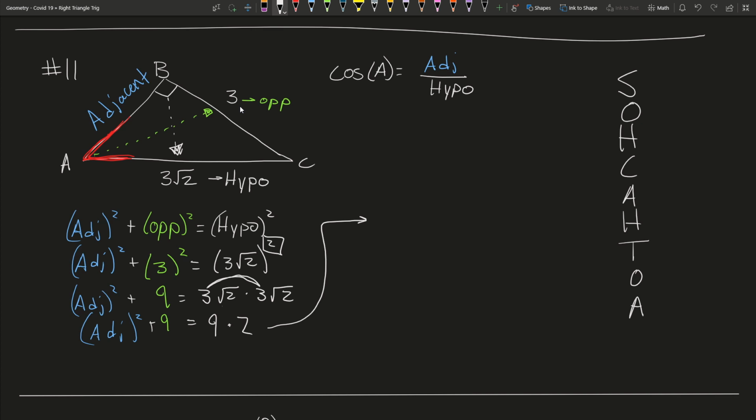And then we can solve for that adjacent squared. All right, so if we subtract 9 from both sides, first of all, 9 times 2 is 18. And then we subtract 9. So we get adjacent squared is equal to 9. Take the square root of both sides. So we get that the adjacent side is equal to 3.